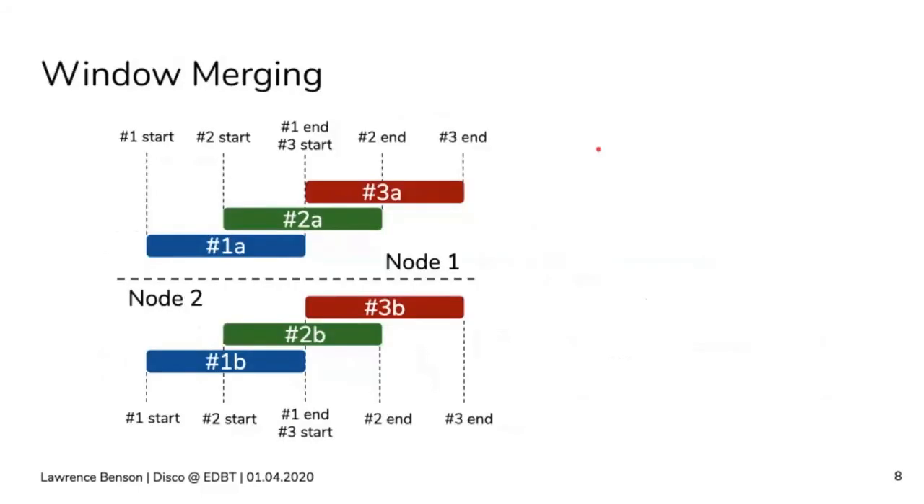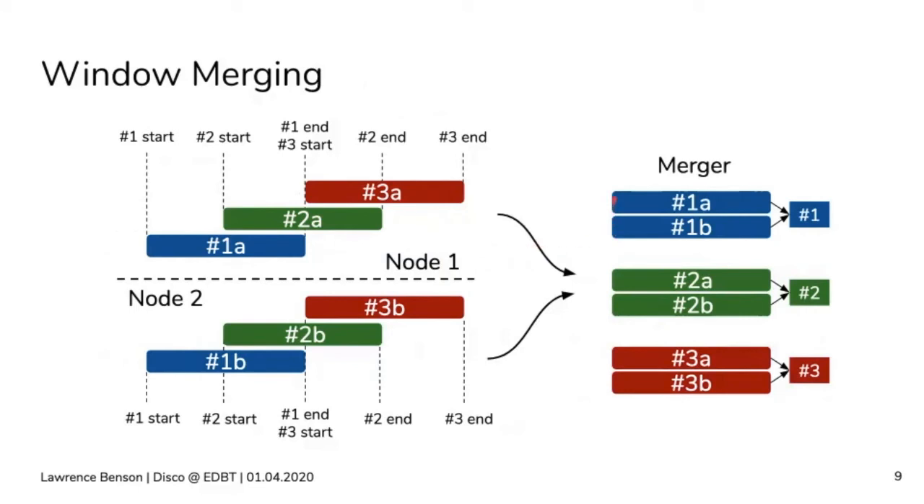So when we're speaking about this window merging, what exactly are we merging? We can see here windows on two different nodes. Same colored windows represent the same logical window. And we can see here that window one starts and ends, for example, at the same time on both nodes. The window merger can then use this information to actually align the windows and merge the correct result.